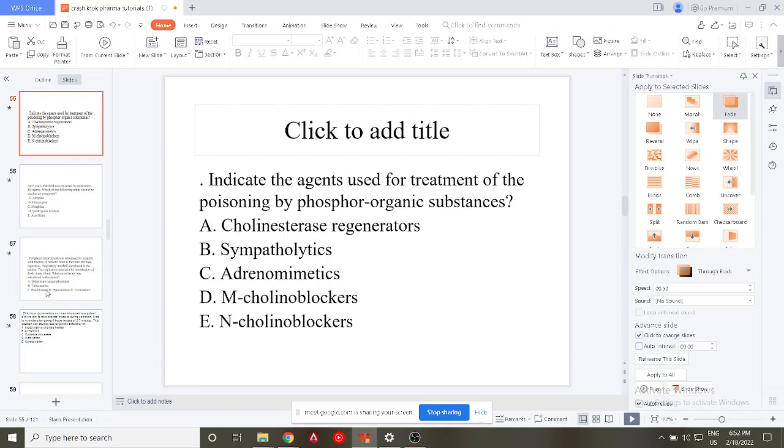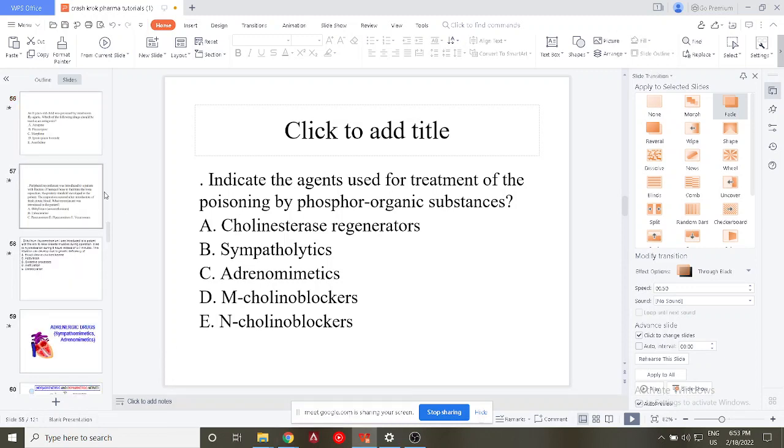Indicate the agent used for treatment of the poisoning of phosphoorganic substance. M. cholinoblocker. Try again. Wait. Just give me something. You're correct. Yes, okay. Sorry. So we're going to be skipping the rest of the questions.